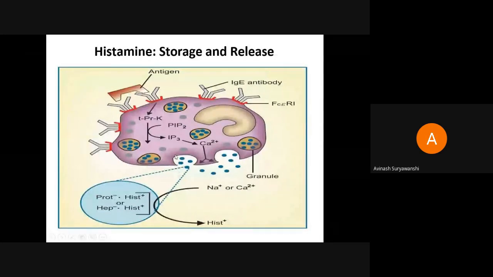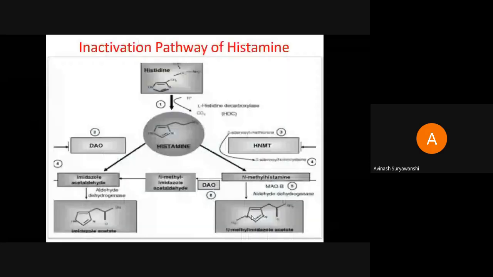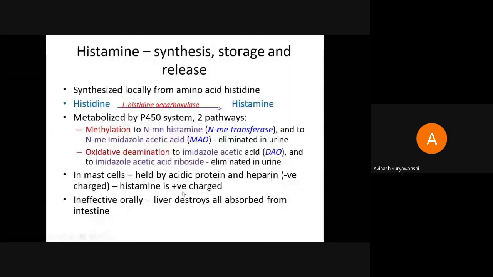Okay, so whenever they get released, that histamine will get separated from these proteins, and then this free histamine will work on the target, or we can say receptors, and after that we are able to see the action of the histamine. Okay, so in this way histamine gets stored in the mast cell, held by the acidic protein heparin, and histamine is positively charged.